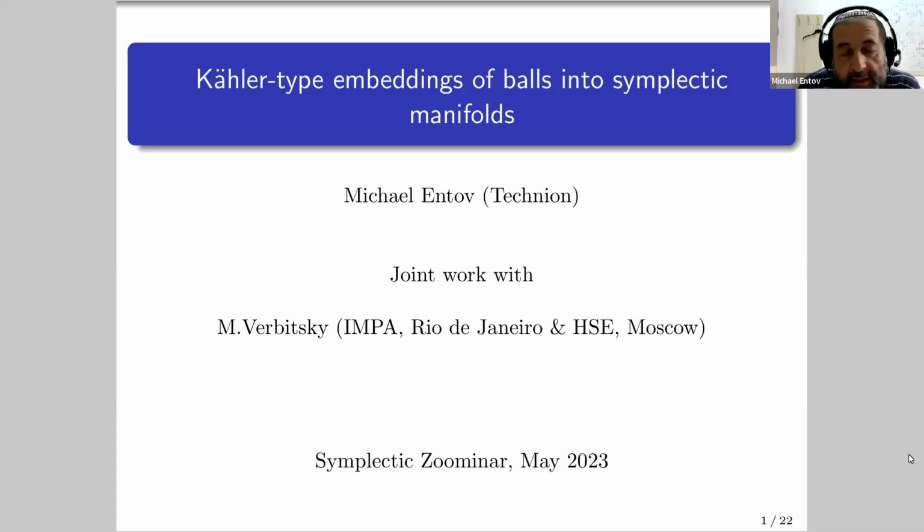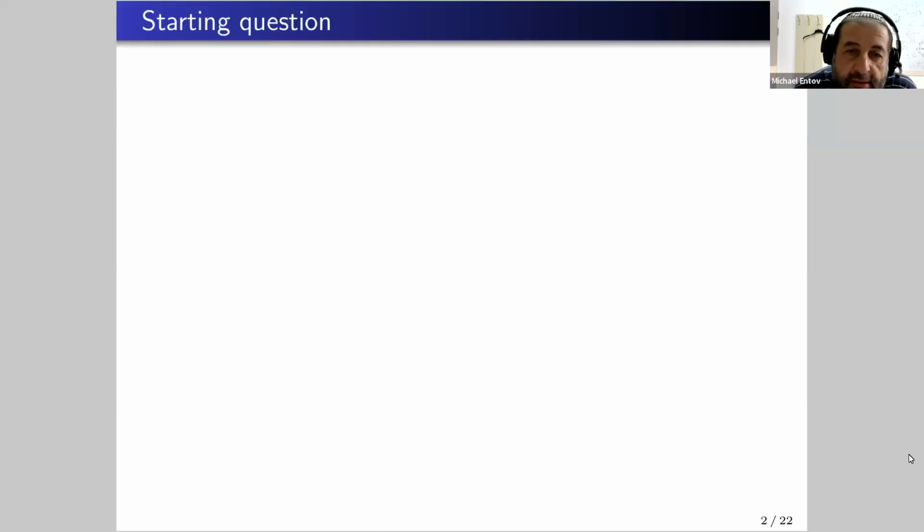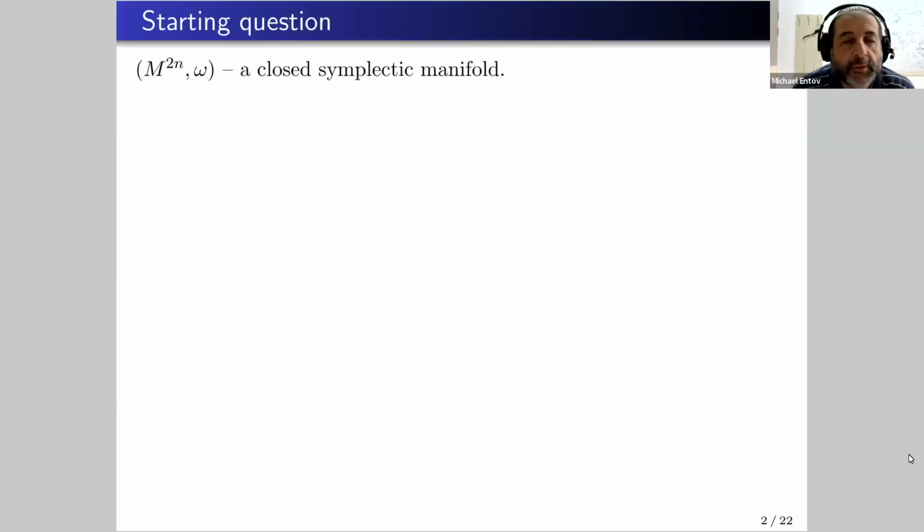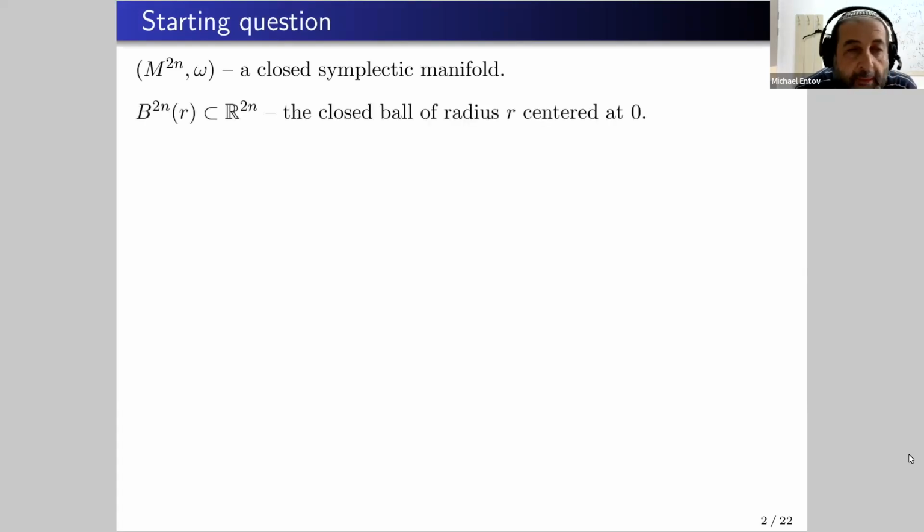Thank you very much. So this is a joint work with Michel Rabitsky, and it concerns symplectic embeddings of balls into closed symplectic manifolds. So let me first introduce the setting. We have a closed symplectic manifold M with a symplectic form omega, and B of R will always be a closed ball of radius R centered at 0.